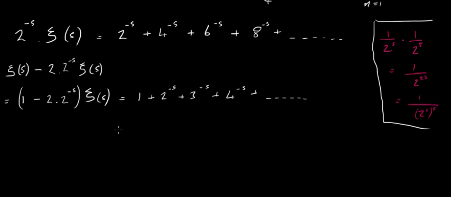Now I'm going to subtract twice this here, okay, twice this. So it's minus twice 2 to the power of minus s plus 4 to the power of minus s. Now I'll write that over here, plus 4 to the power of minus s. Then I'll have over here, there'll be plus 6 to the power of minus s, and so on.